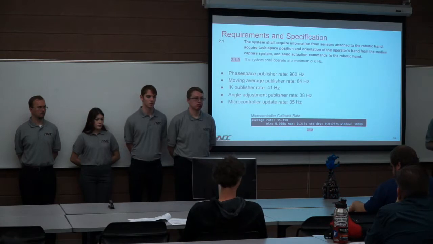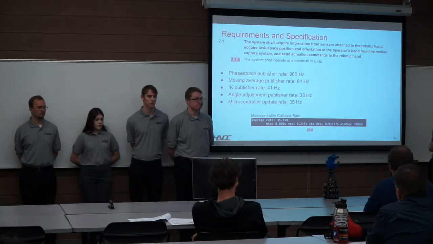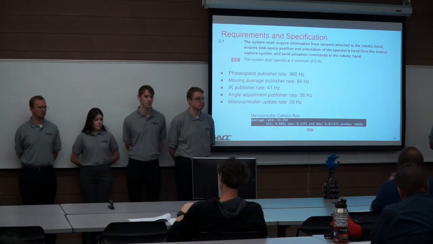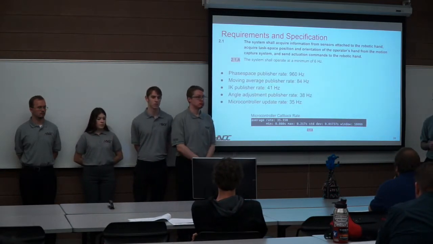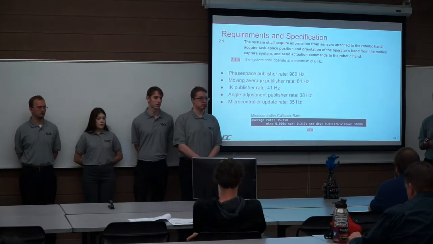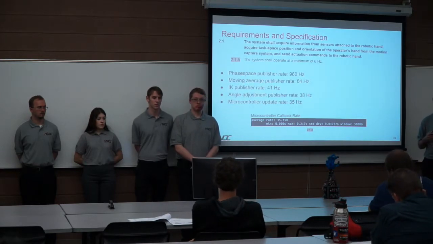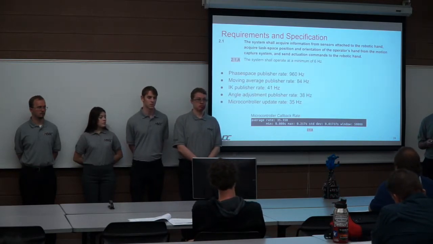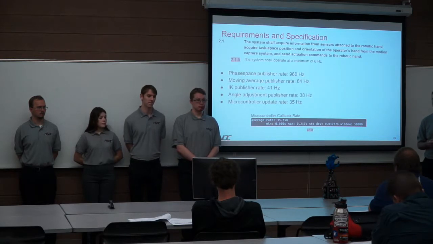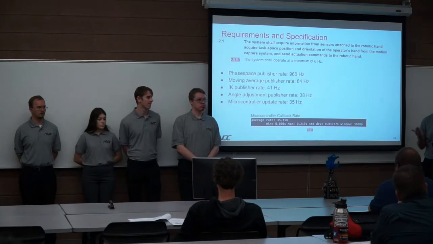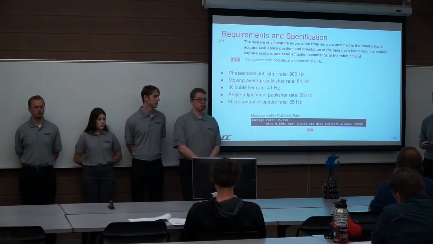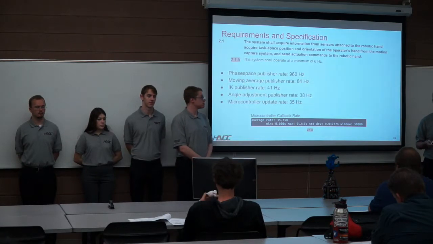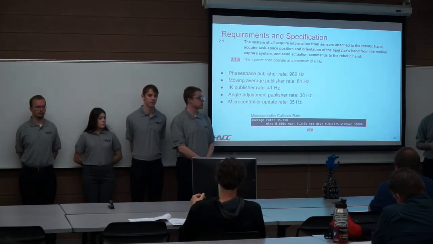So the requirements and specifications that we tested for: our requirement was that our system should collect task-based data and then output the actuation commands to the robot. Our specification for this was a minimum of 6 hertz. We found this value because we could operate our fingers moving up and down at about 3 times per second, and we want to sample at twice this rate, so we decided on 6 hertz.